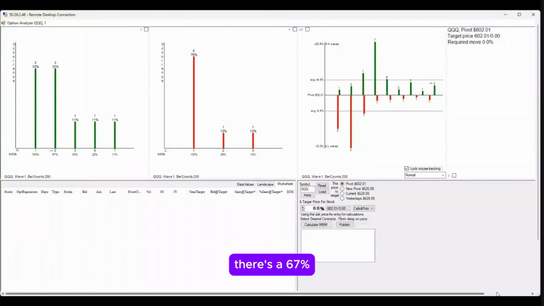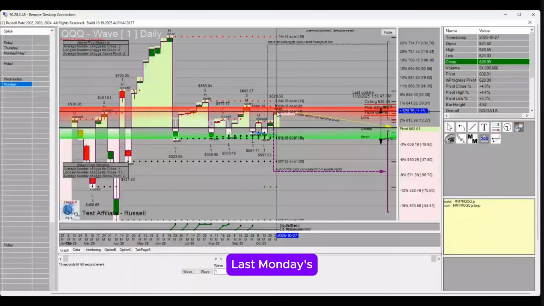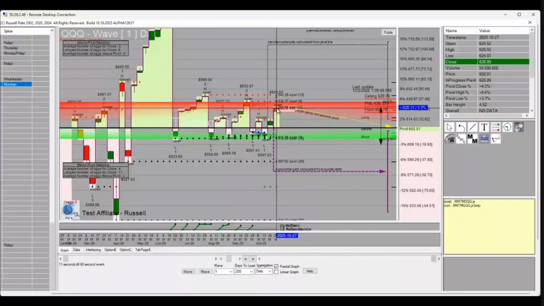There's a 67% chance that tomorrow's Monday can close below last Monday's close, which is 628.09. And where did we end up Friday? Let me check Friday. On Friday we closed at 629.07. So we only have a 33% chance of closing above 628.09 tomorrow.